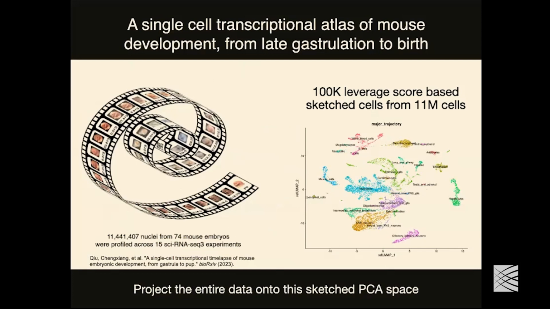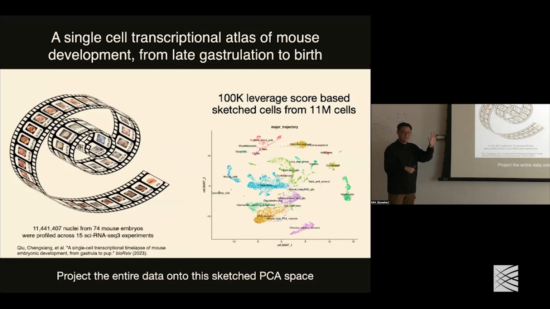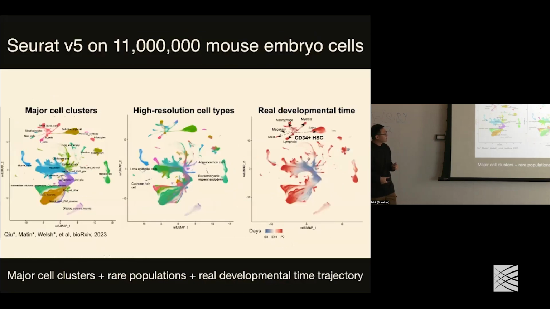And then here we just use sketch integration, sample 100,000 cells from that, and learn a PCA space. Then we project all of those 11 million cells onto that space. So you can see this is the UMAP visualization of those 11 million cells. And here you can see the annotations are from the original paper. We keep both the major cell types and also maintain those super rare populations.